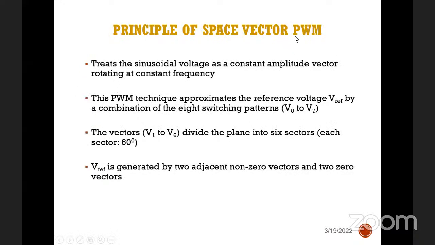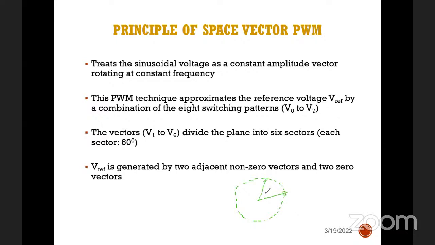So what is the principle of space vector pulse width modulation? It will treat the sinusoidal voltage as a constant amplitude vector. What is a space vector? A vector which is rotating in space. For example, this is a vector, and this is rotating in space. Like that, this vector is rotating in the space.